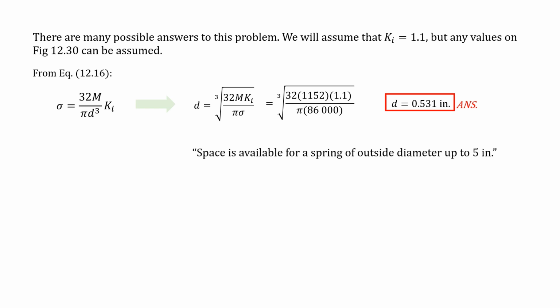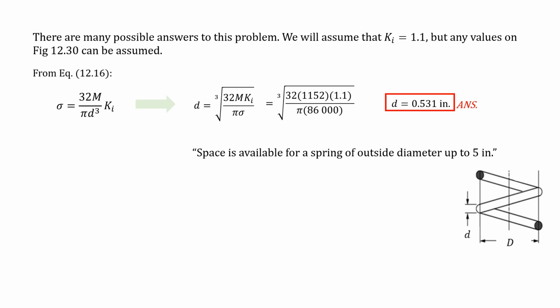The problem does tell us that we have space available for a spring of outside diameter of up to 5 inches. And this is where this figure comes into play here. I mentioned that I would show you a figure later, and this is the figure I was talking about. So your lowercase d is the diameter of the wire that makes up your coil, essentially, and your large D is measured from the center line of the wire that makes up this coil. It's kind of hard to explain in words, but hopefully this figure will help you understand that.